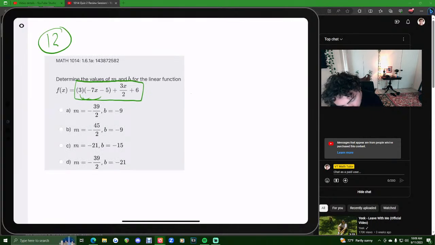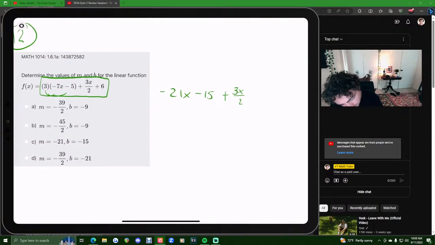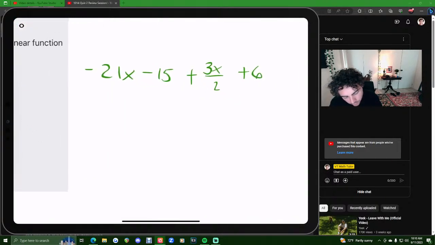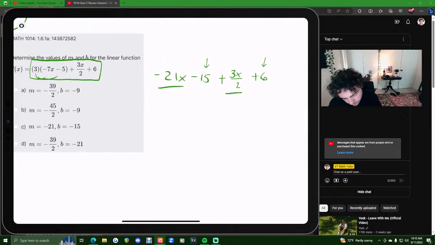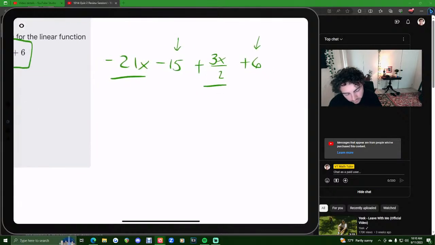So 3 times negative 7x is negative 21x. 3 times negative 5 is negative 15. Then we have the plus 3x over 2 plus 6. So we're getting close here. We just want to combine the like terms, the two x terms, and then eventually the numbers. So I'm going to start with, how do I want to do this? I'm going to keep everything fractions. I'm going to avoid decimals as best I can.